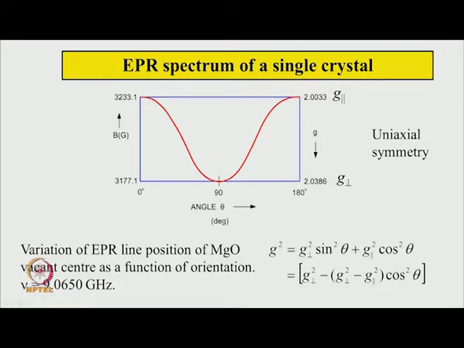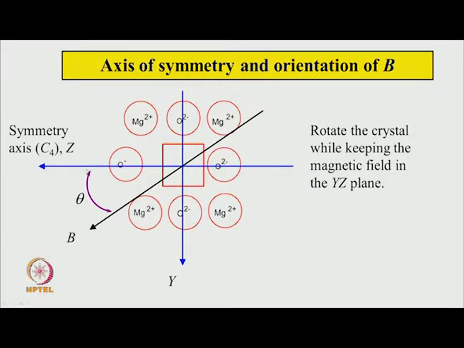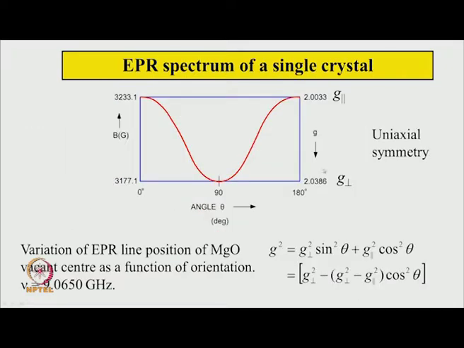As the angle is varied, G changes from 2.0033 to 2.0386. Now, 0 and 180 degrees is nothing but the magnetic field pointing along the direction of the symmetry axis, so we call this the G parallel value, and 90 degrees is this direction, so that is the G perpendicular value. This variation can be fitted to an expression of this kind, with G parallel and G perpendicular, and the angle theta. That is for axial symmetry.